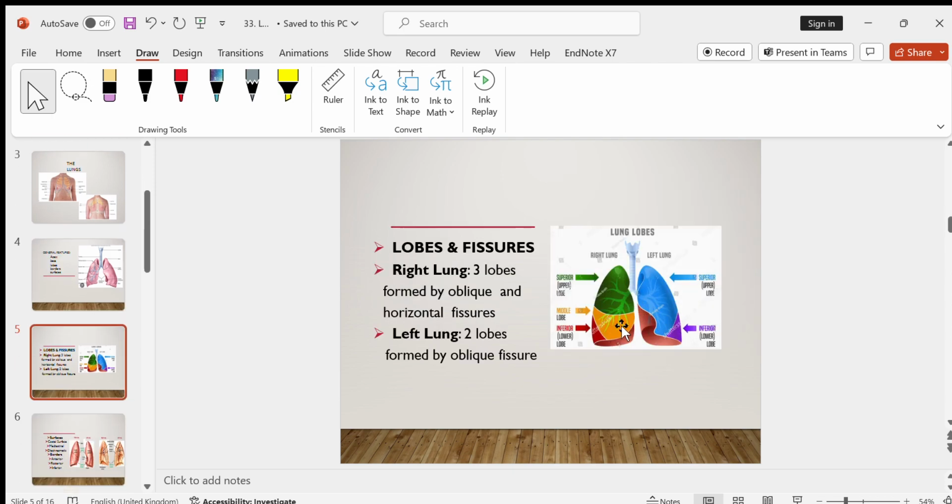Lung is further subdivided into various lobes and fissures. In this picture, we can very well see the different colored lobes. The right lung has three lobes, this green one, this yellow one, and this red one. And the left lung has two lobes, this blue one and this purple one. So the right lung has two fissures which are dividing it into three lobes, and the left lung has one fissure which is dividing it into two lobes.